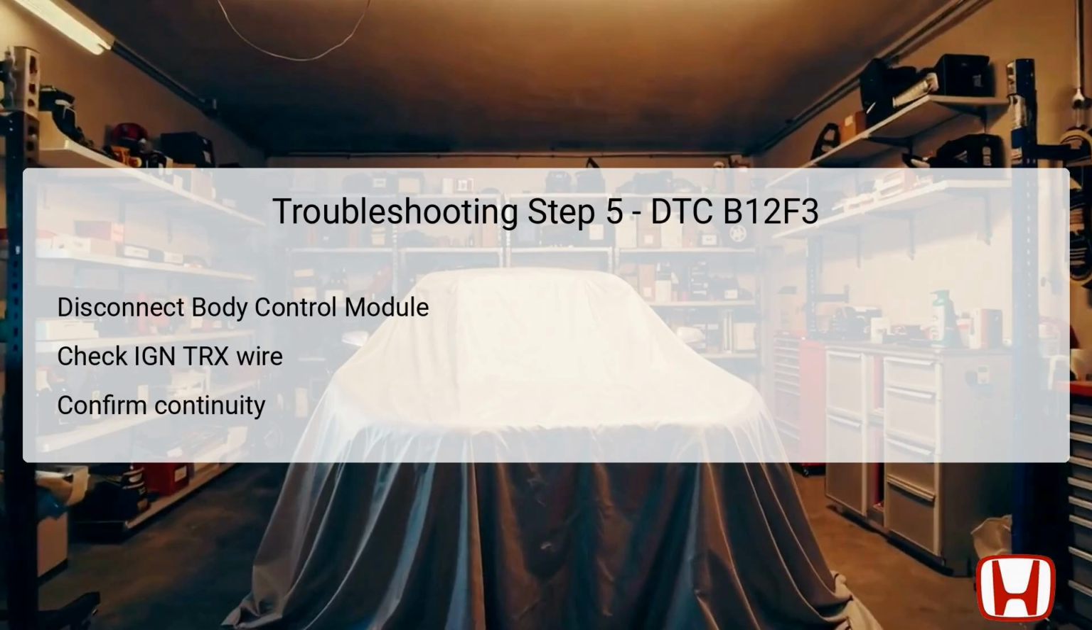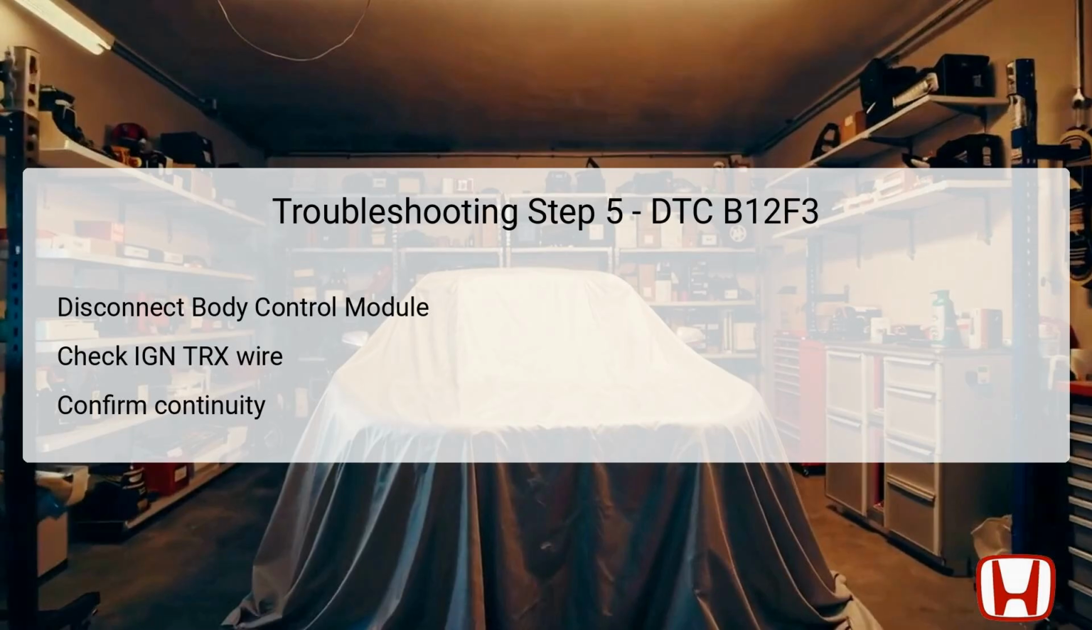With both TCM connector A23P and body control module connector C66P disconnected, you will now check for continuity between TCM connector A23P, number 17, and body ground under the vehicle's off-lock condition. This step accurately tests the integrity of the IGN TRX wire.